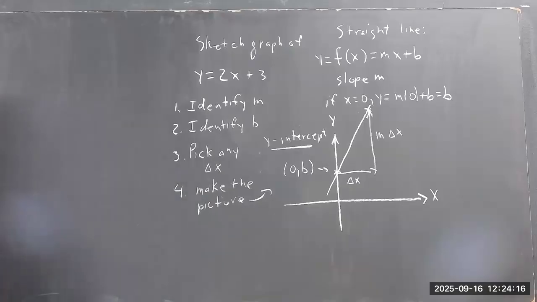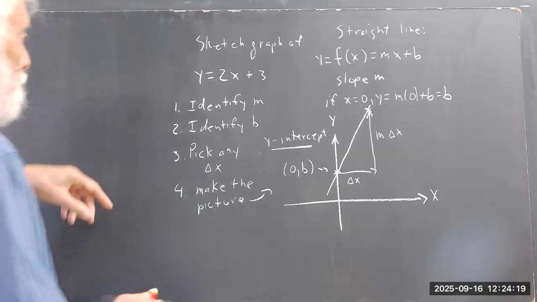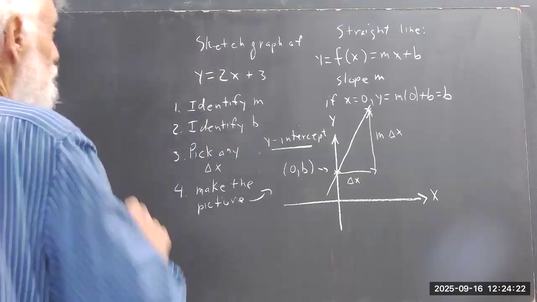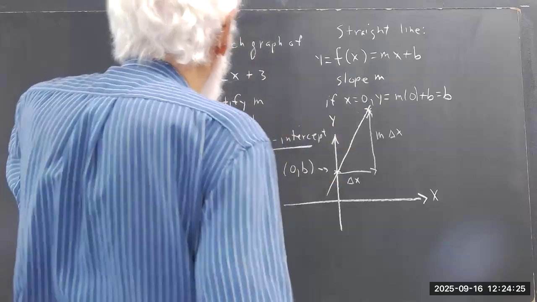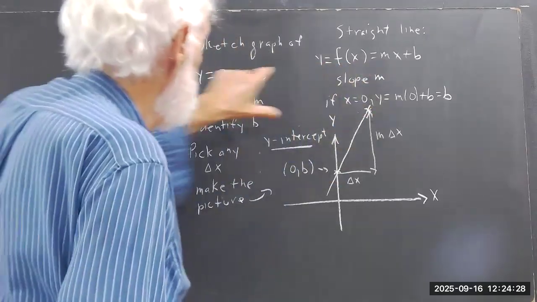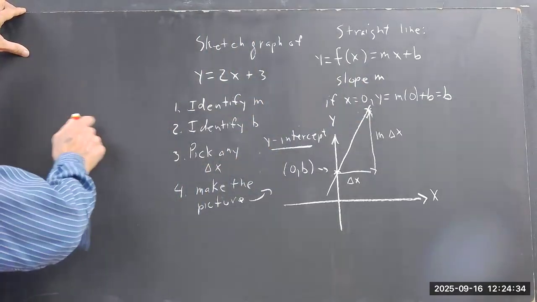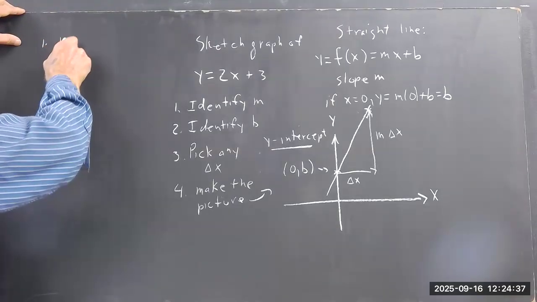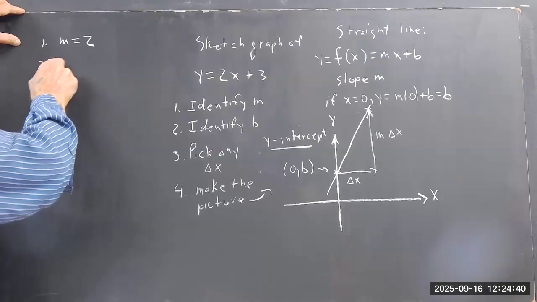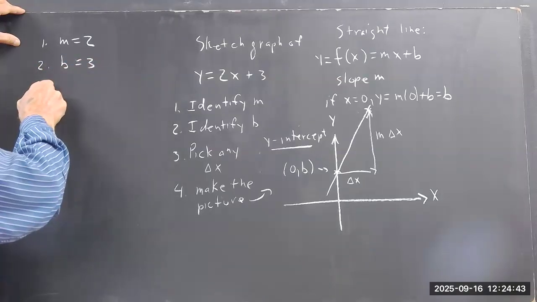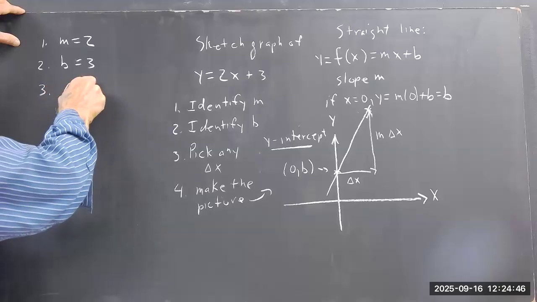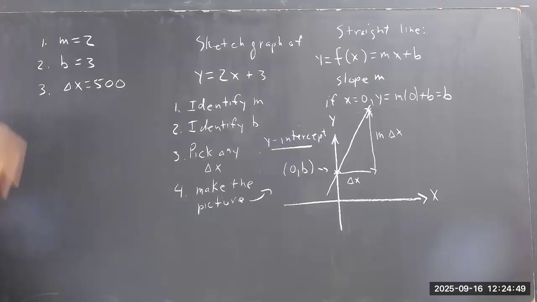Okay, wasn't watching the time, we're having too much fun. This graph, y equals mx plus b, y equals 2x plus 3, m is 2, b is 3. Everybody get that? Okay, so step 1: m equals 2. Step 2: b equals 3. Step 3: delta x equals 500? Yeah, great. You can pick anything for delta x. Most of you pick 1 or 2. That's fine. Just depends on the scale.